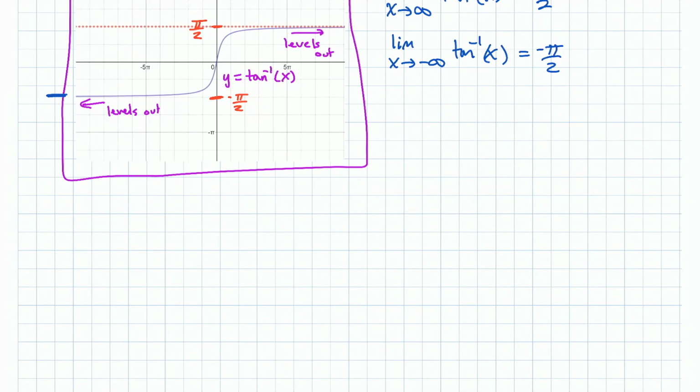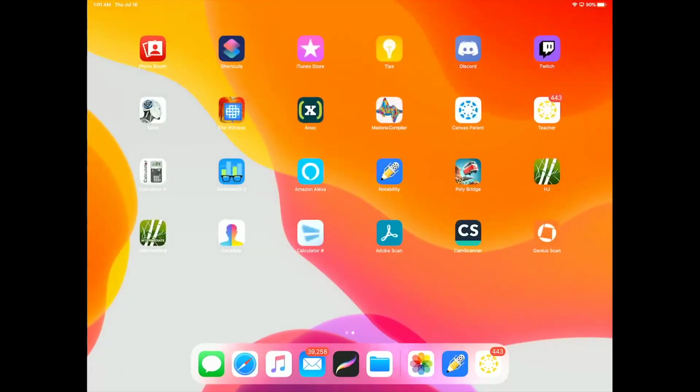Now, there's another one. Let's see if I can get this one up. How do I do this? I just do that? No, that doesn't work. That doesn't work. Stop it.